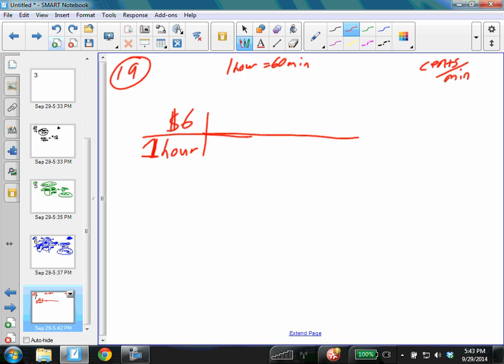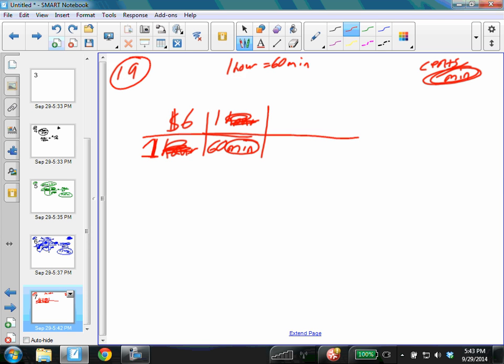And so since hours are on bottom, when I put this new thing in, I want to put hours on top so that my hours will cancel. So if my hour went on top, that means my 60 minutes have to go on bottom. And now I have minutes on bottom, and that's what I want. I want minutes on bottom. So now the only thing I have to change is the $6 into cents.